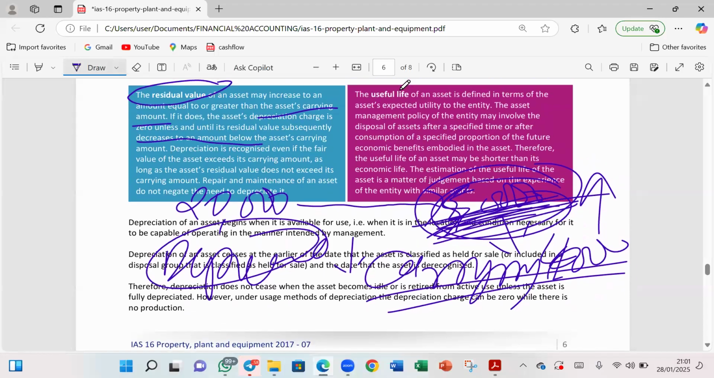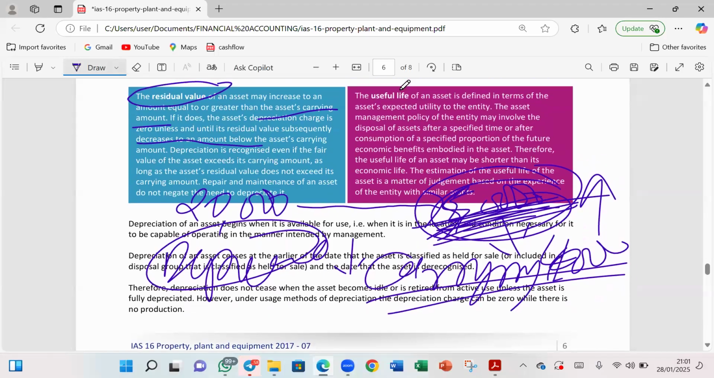And remember, the depreciation is recognized in the P&L. So the depreciation value is recognized in the P&L, and it is debited in the P&L. I think that one is okay.